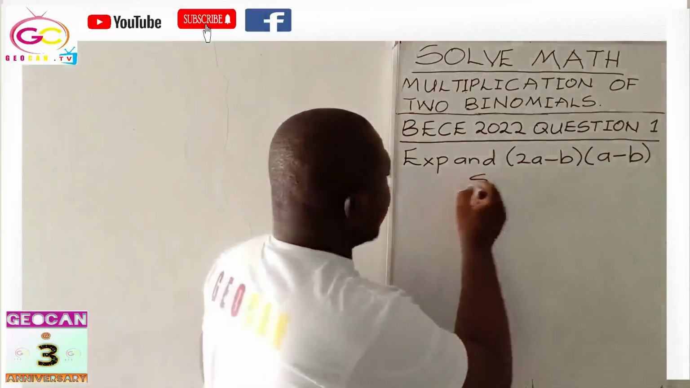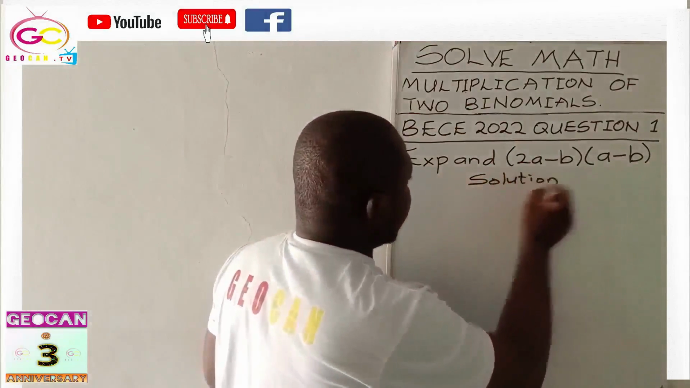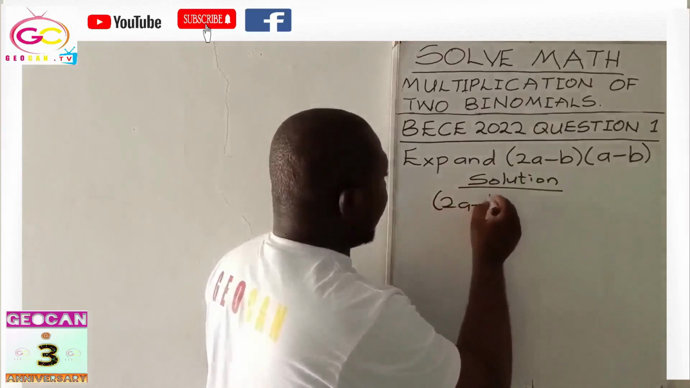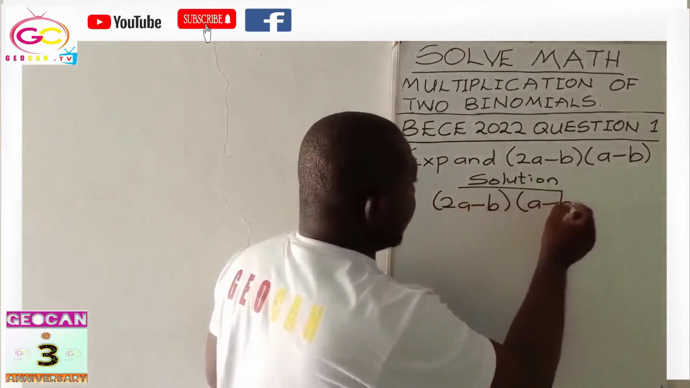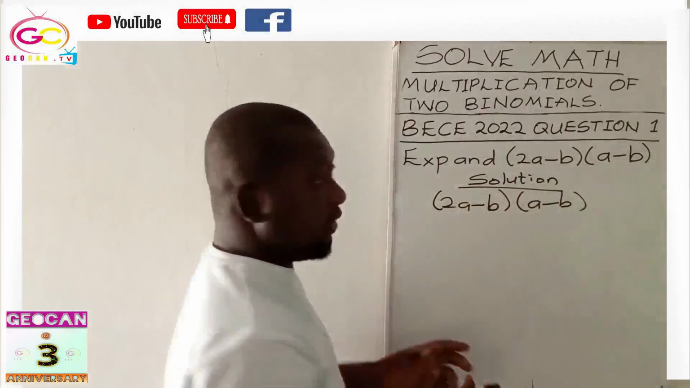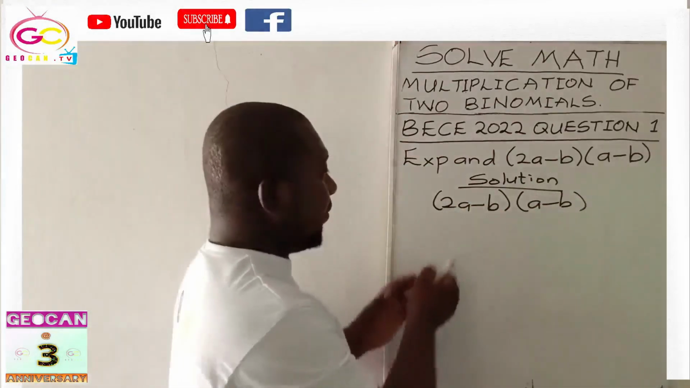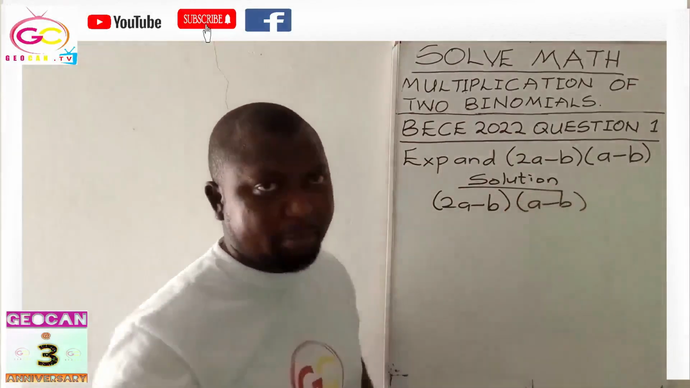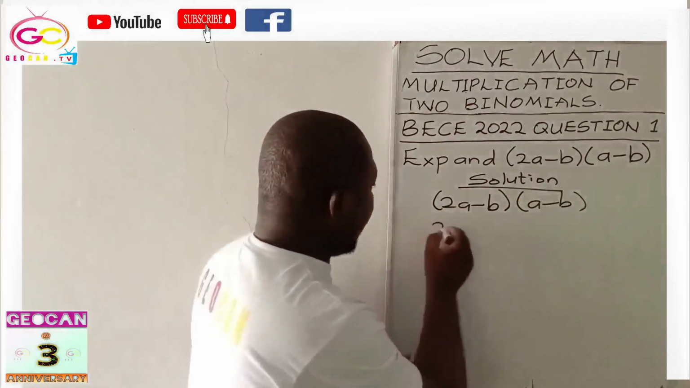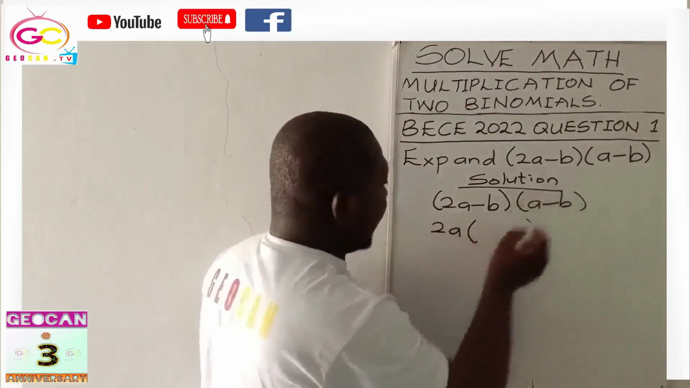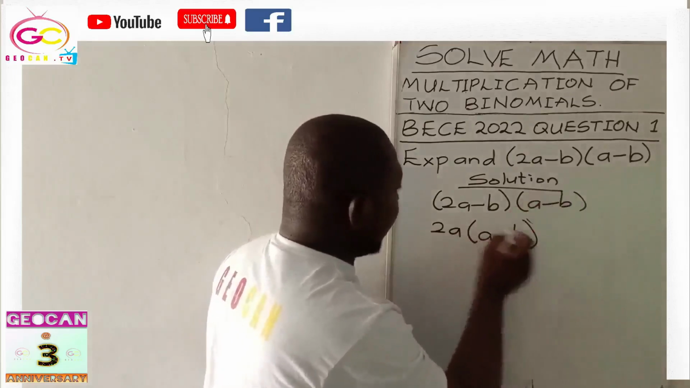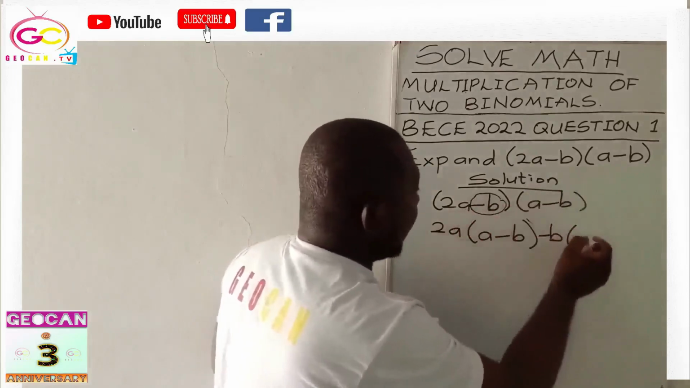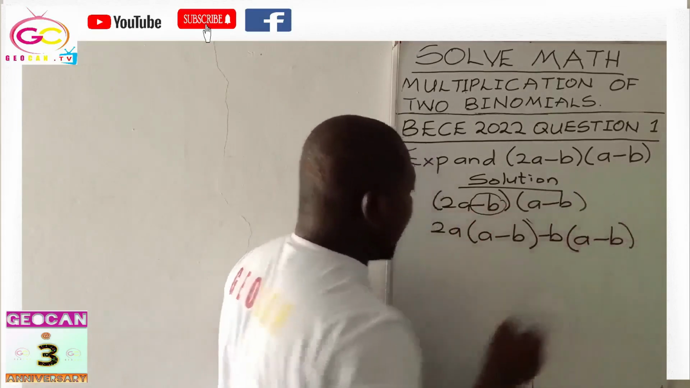Let's have our solution neatly written and write the question again: (2a - b)(a - b). As we said in our previous lessons, each term in one bracket is multiplied by each term in the other bracket. So 2a, which is one term, has to multiply everything here, a minus b. And negative b also has to multiply everything here, a minus b. I hope you get it.